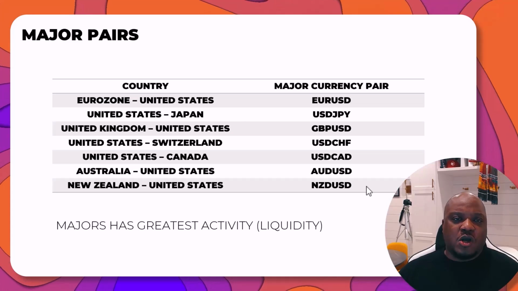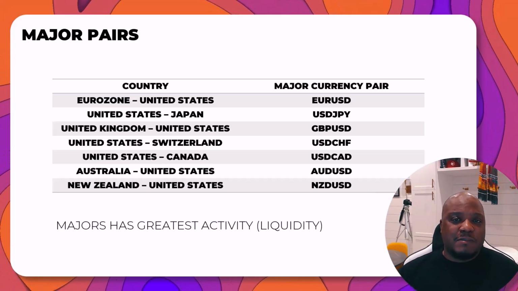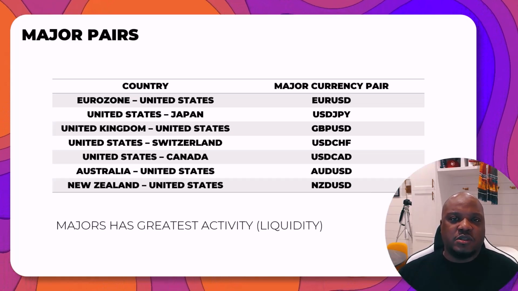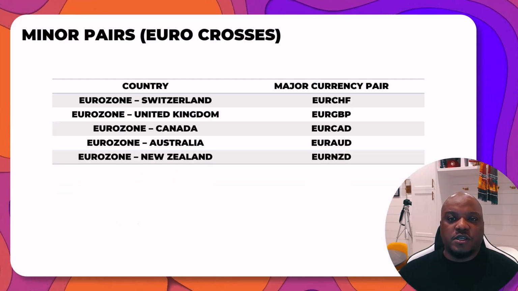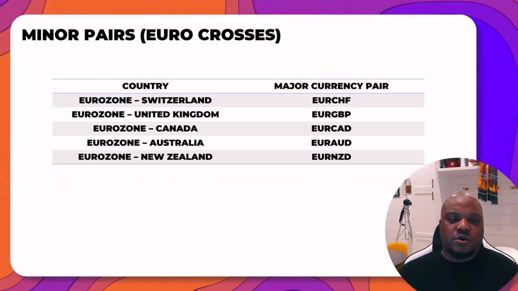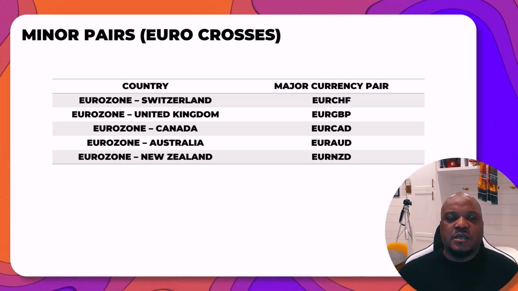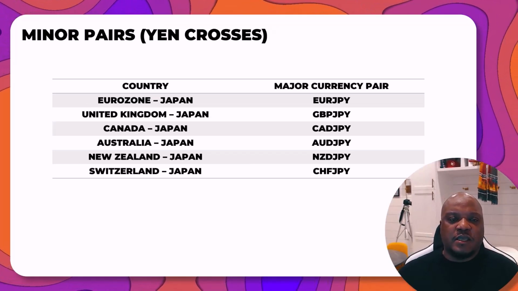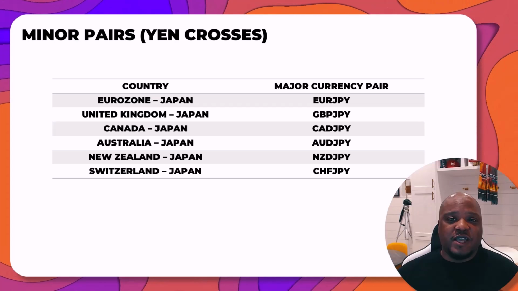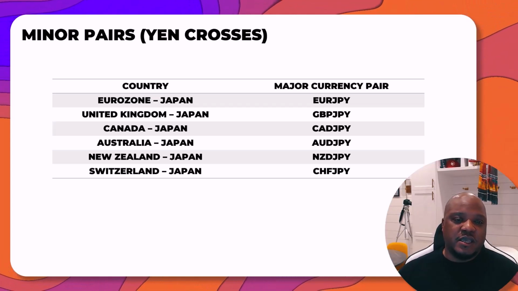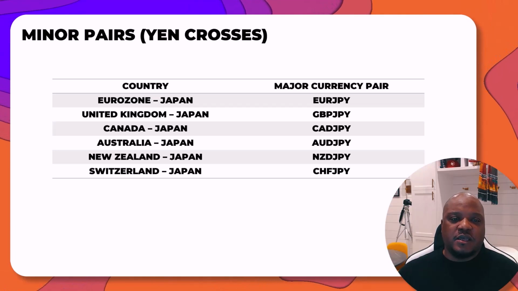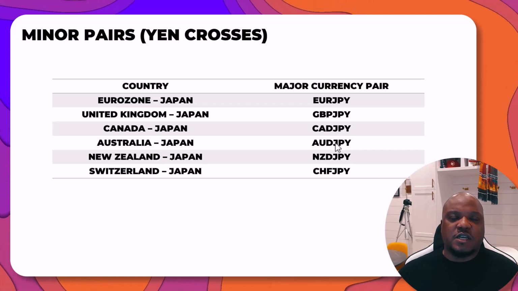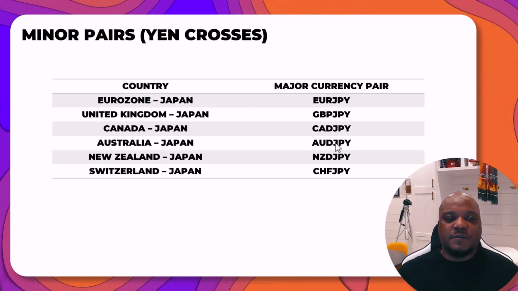And then we have crosses. Remember, the crosses or the minors are the ones that are the 8 major currencies, but they do not include the US dollar. And so for the euro, you're going to have EUR/CHF, EUR/GBP, EUR/CAD, EUR/AUD, EUR/NZD. For the yen, you're going to have EUR/JPY. And again, we have the abbreviations. So EJ, GJ, CJ, AJ, NJ, Chef J. So EUR/JPY, GBP/JPY, CAD/JPY, AUD/JPY, NZD/JPY, CHF/JPY.